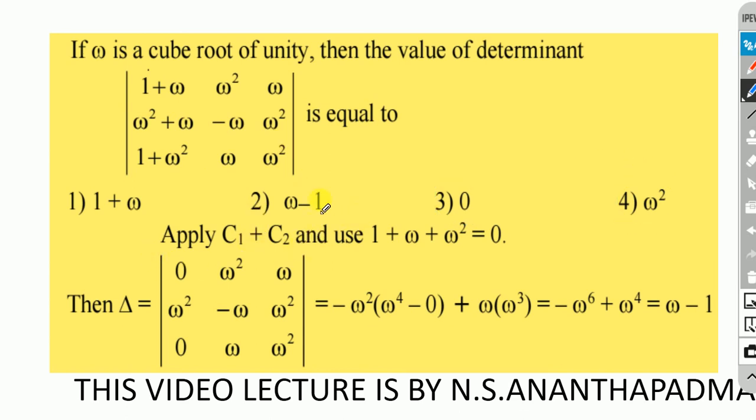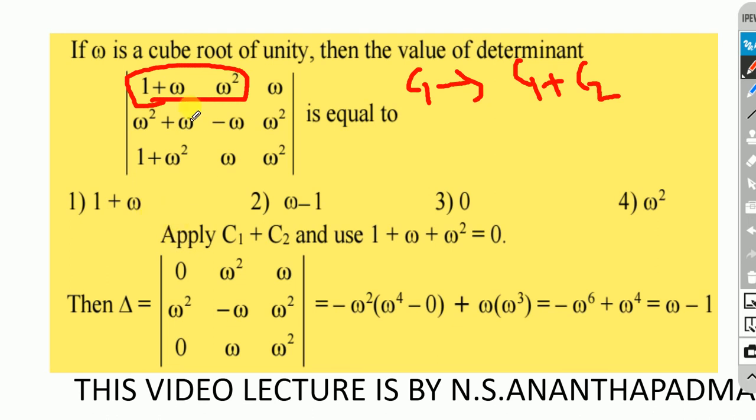Now we will apply the column operation C1 plus C2, and let us use the fact that 1 plus omega plus omega square is equal to 0. This is a known result in complex numbers. You know that omega is a cube root of unity, and we have 1 plus omega plus omega square equal to 0. So we will do this column operation. When you replace C1 by C1 plus C2, I have 1 plus omega plus omega square when you add these 3, which is nothing but 0, so I am writing 0 here.